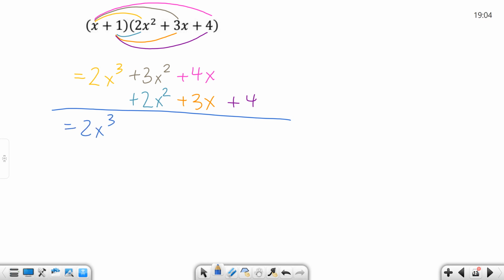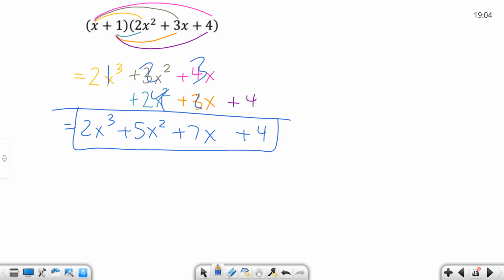It's going to be 2x to the third. I know I'm going to bring down my plus 4, but these go together. What is plus 3 and plus 2? It's plus 5x squared. And then here, that's plus 7x. And there's your final answer, 2x to the third plus 5x squared plus 7x plus 4. So I tried to color code that to help you, right? X times the first term, 2x squared, x times the 3x, x times the 4, 1 times all of them. That gave us 6 terms. 1, 2, 3, 4, 5, 6, right? So 6 terms there, and then 2 sets of terms combined, so we ended up with 4 terms in our final answer.